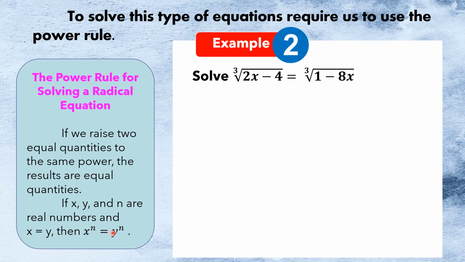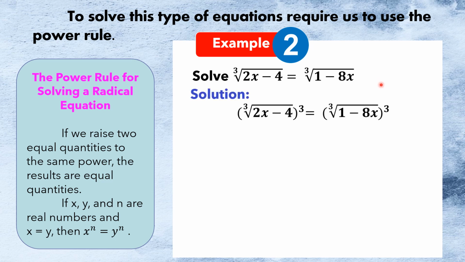For our example 2, solve cube root of 2x minus 4 equals cube root of 1 minus 8x. For our solution, applying the power rule of solving a radical equation, since the index is 3, kailangan nating i-raise sila sa 3 para matanggal yung radical symbol. Kapag ni-raise yun sa 3, same din dito. Kasi may cube root tayo dito, so i-raise din natin sa 3.